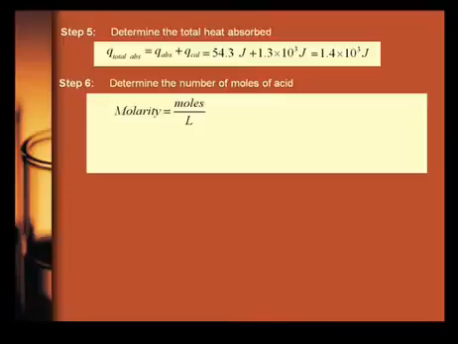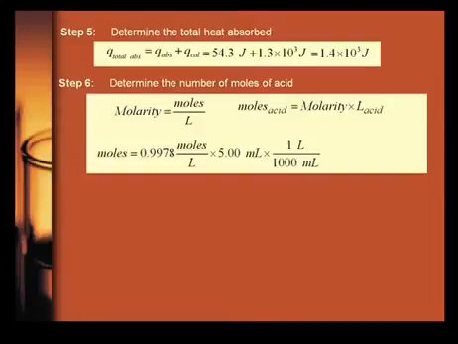Step 6 is to determine the number of moles of acid. And to do that, we have to use the molarity of our acid. And we know that molarity is equal to moles per liter. So moles of acid is equal to the molarity of the acid times the volume of the acid in liters.